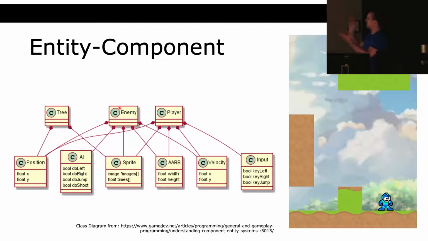An arbitrary enemy, on the other hand, might have a position, it might have an AI that controls it, a sprite that it needs to draw, a bounding box, a velocity, etc. And then the player would be very similar to an enemy, except instead of having an AI component, you would actually have an input component where the user's input is somehow controlling the player. So you can see this is pretty intuitive, right? We just take the building blocks that we need and we build up the entity from that.